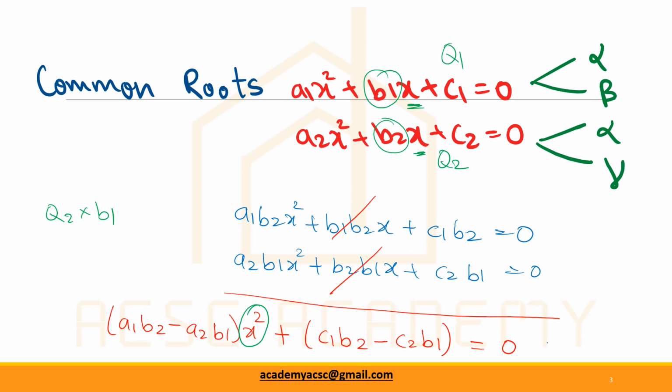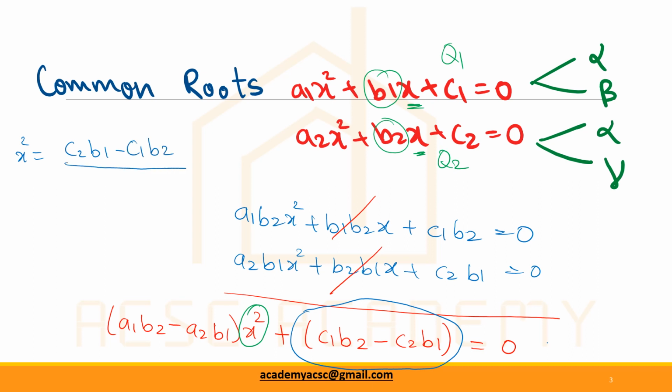We can just shift the terms on the right hand side and then we can write x squared equal to this entire term. When shifted over there, it will change its sign and that will become c2 b1 minus c1 b2 upon a1 b2 minus a2 b1. So we have got the value of x squared.